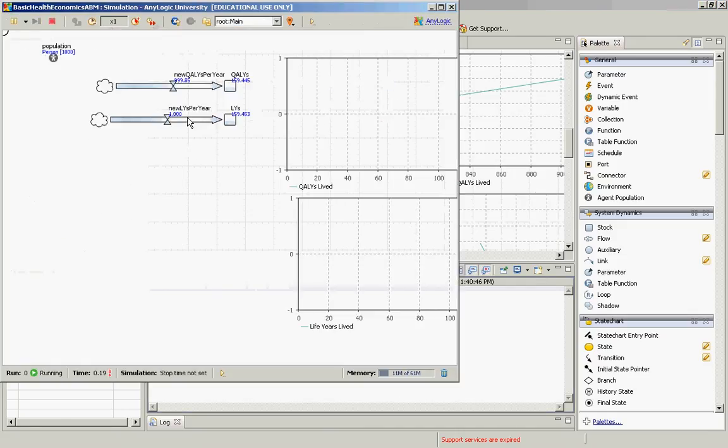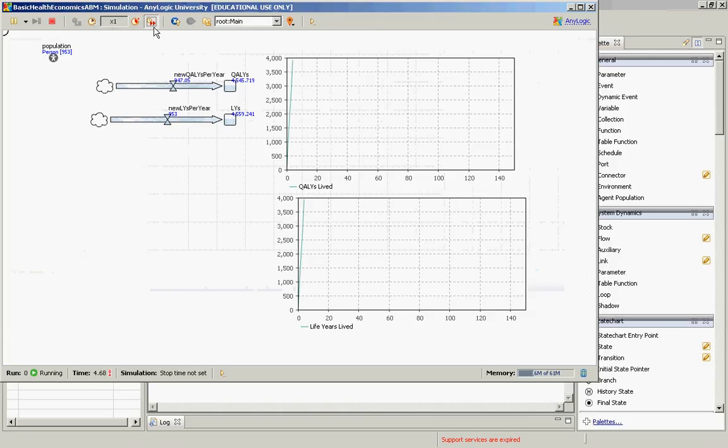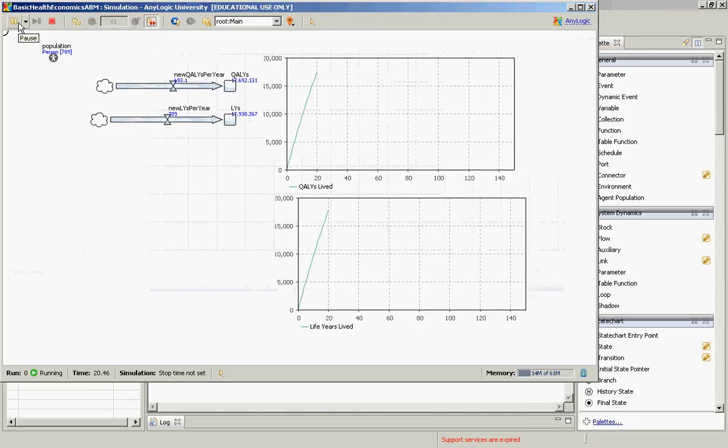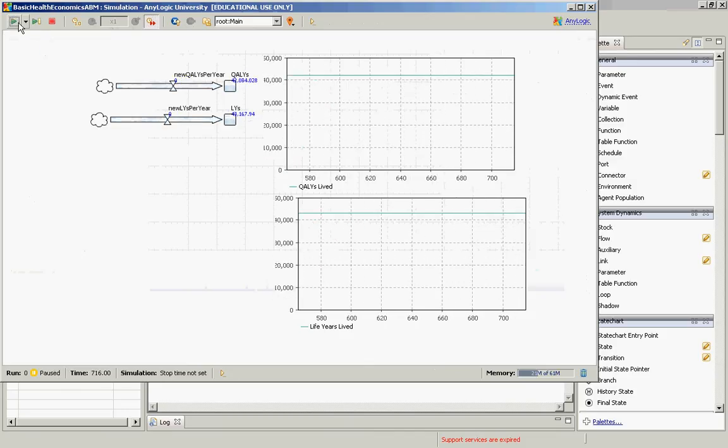Okay, and what we'll see here is a rise in population, and we could speed this up, and you'll notice that both qualities and life years lived are rising and plateauing. You'll notice that, as you might expect, qualities, which are adjusted by a coefficient for the quality of life, are lower than life years, but both follow that same general trend.